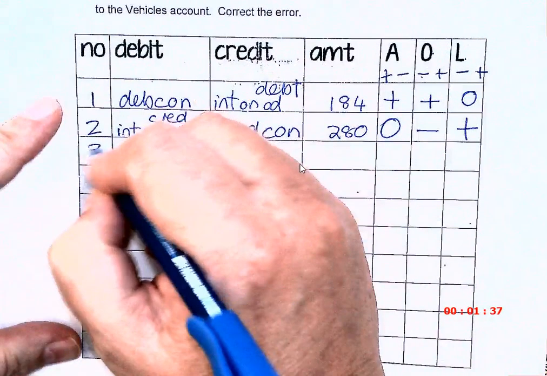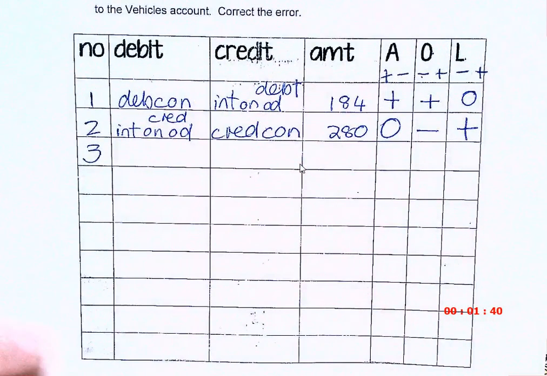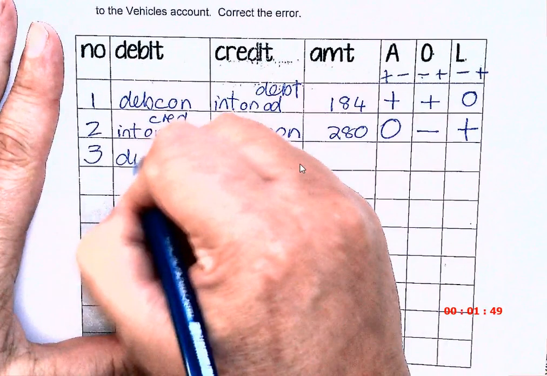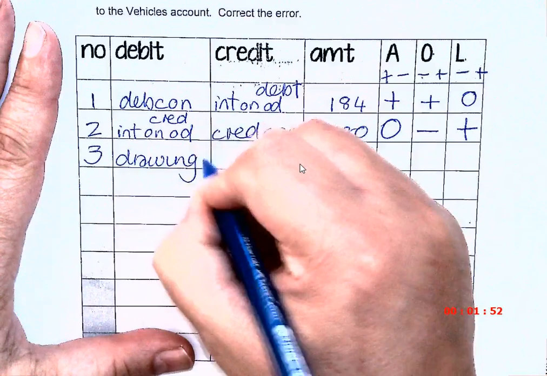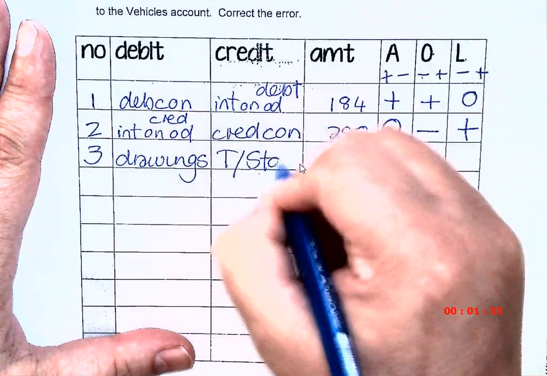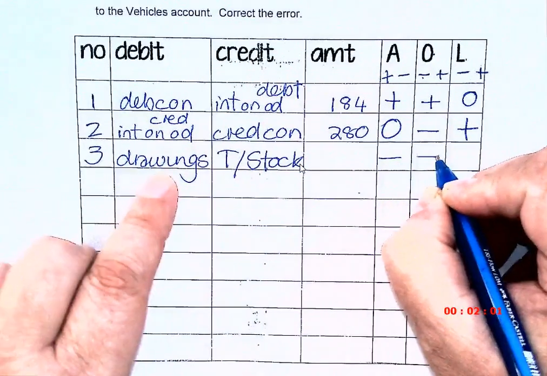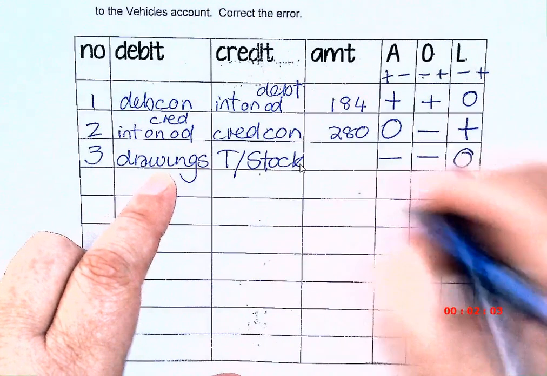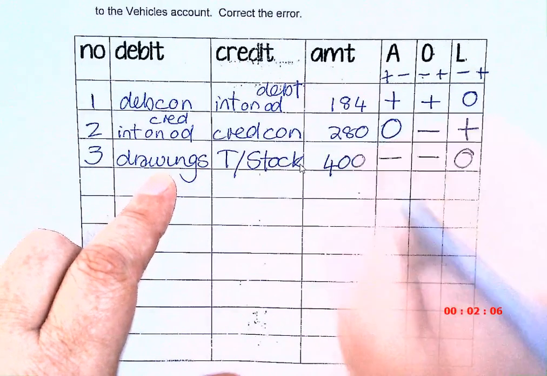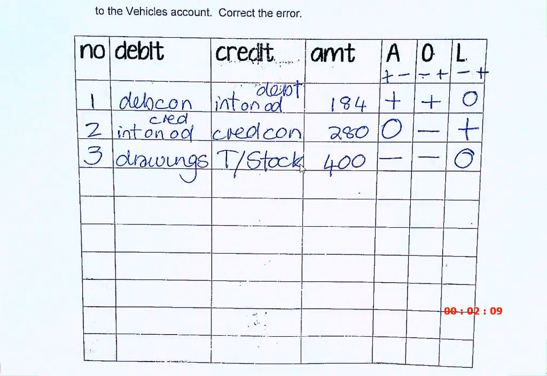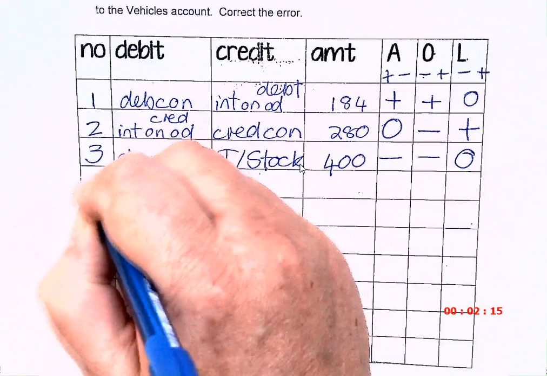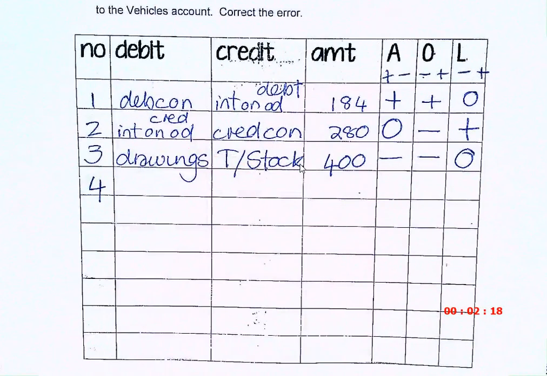Number 3. The owner takes goods with a selling price of 600 and a cost price of 400 for own use. So I know drawings, trading stock. Assets is going to be less because of the stock. Owner's equity less because of the drawings. No liabilities. And I'm going to use the cost price, not the sales price. I hope so far you've got 100%. And if you don't, you see your mistake, so you're going to redo it again to fix it.